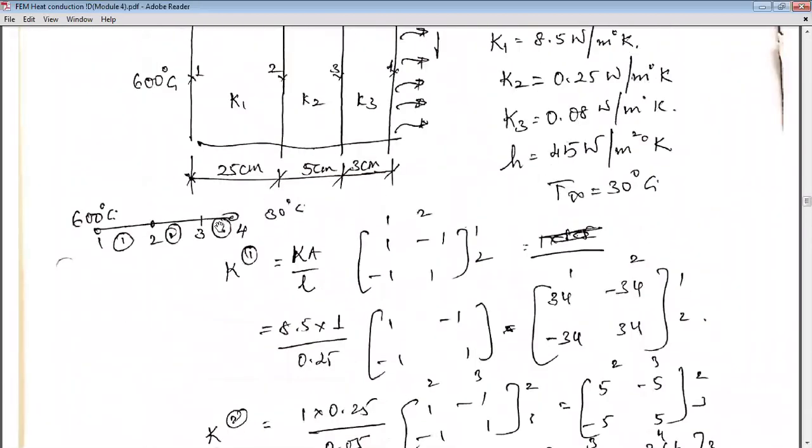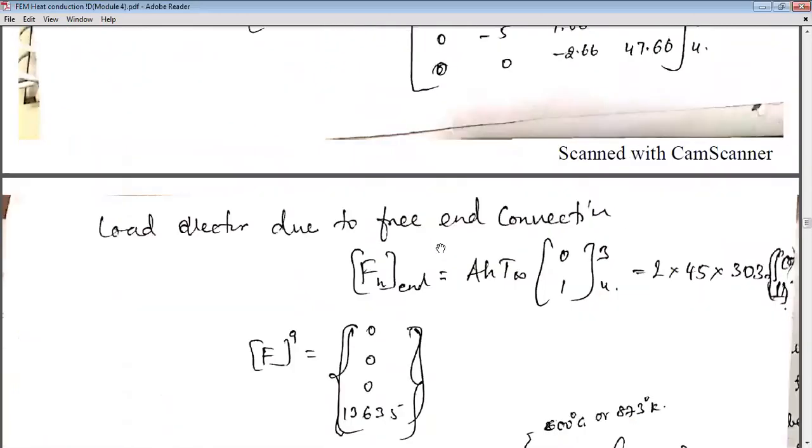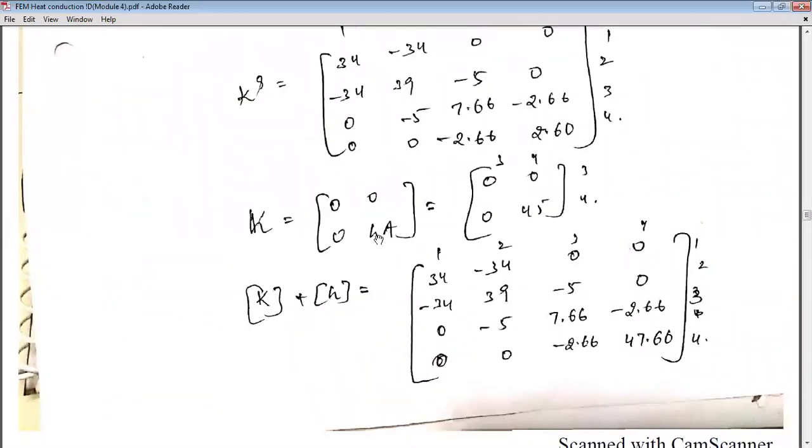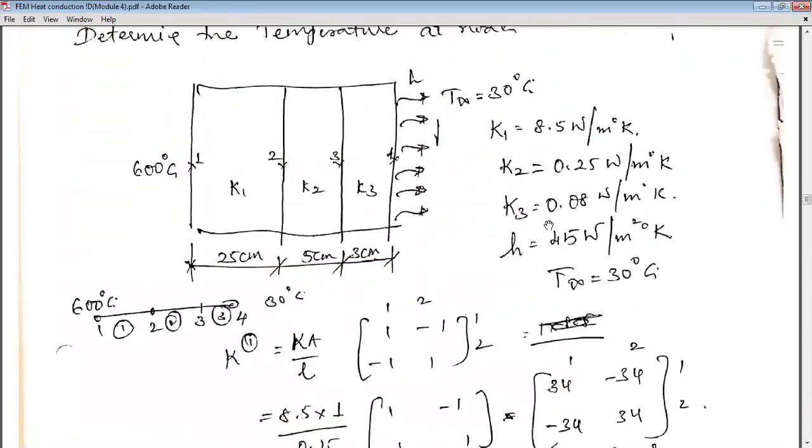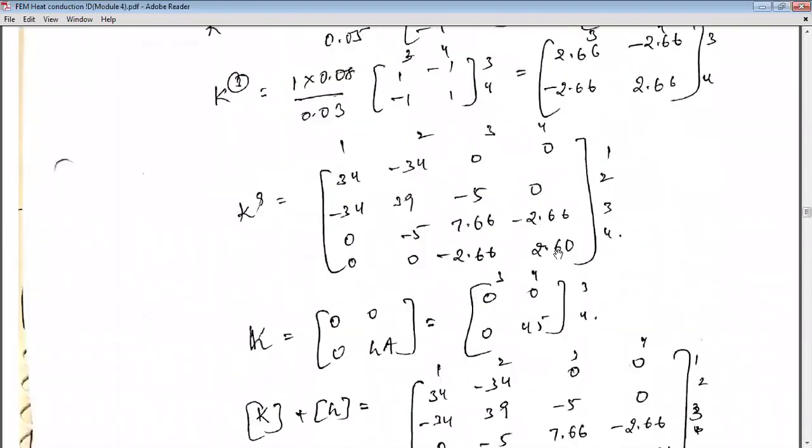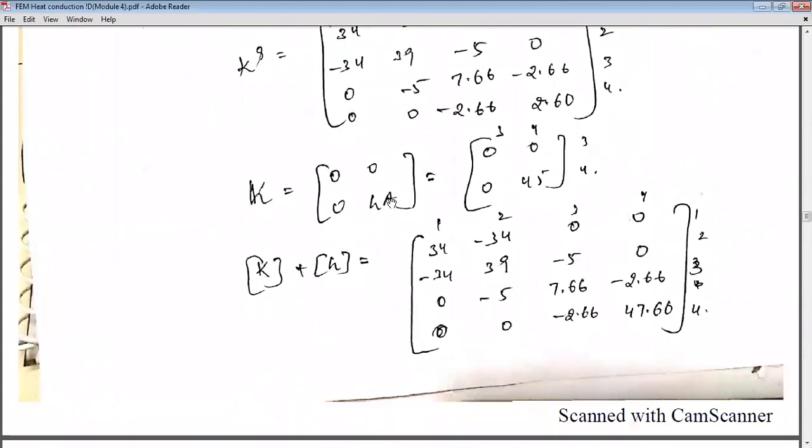It is acting on element 3, to the right of element 3, so the nodes of connectivity are 3, 4. Look at this. So 0, 0, 0, H. What is H? H is 45. What is the area? Area is 1. 45 into 1 is simply 45. Observe this, why I have written 45.